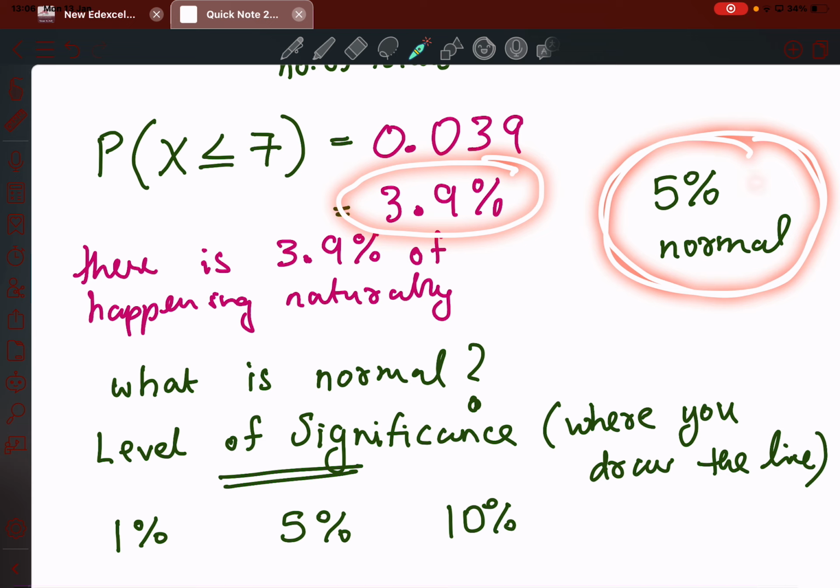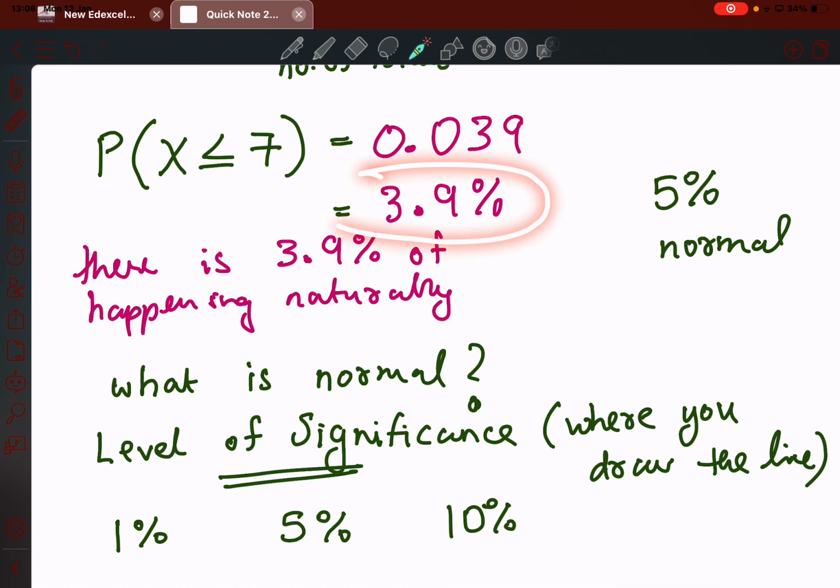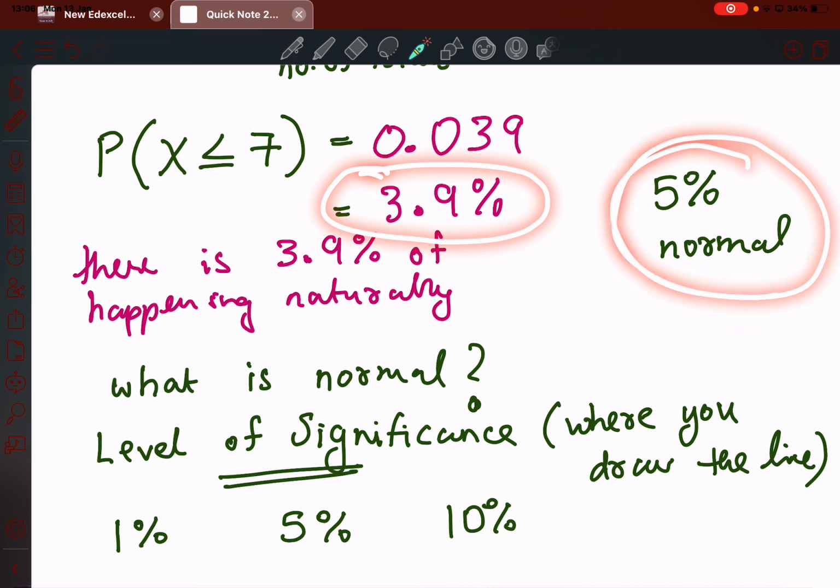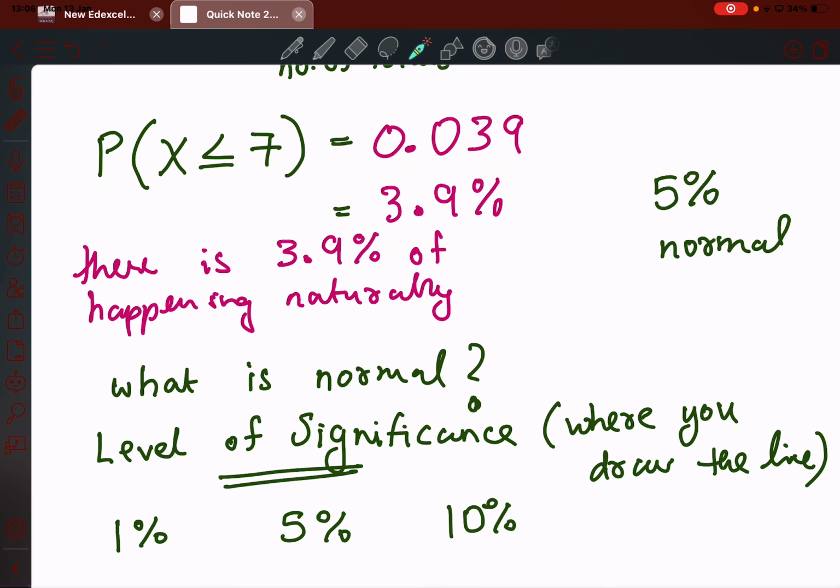Some questions will ask you for a 5% level of significance. Some questions might do 10%. Depends on the question. You just have to compare your result with your reference. If something is less than the reference, then that means that is too good to be true. If something has a very low percentage of happening, and they are making the claim that all of those phones are healthy, then there is a very slim chance of their claim being true.